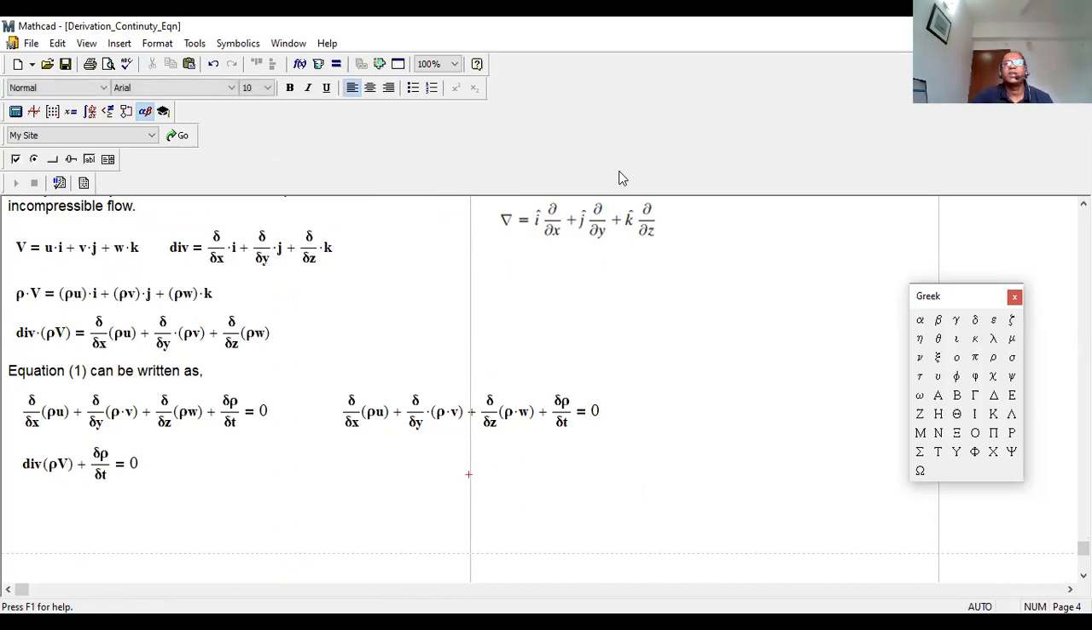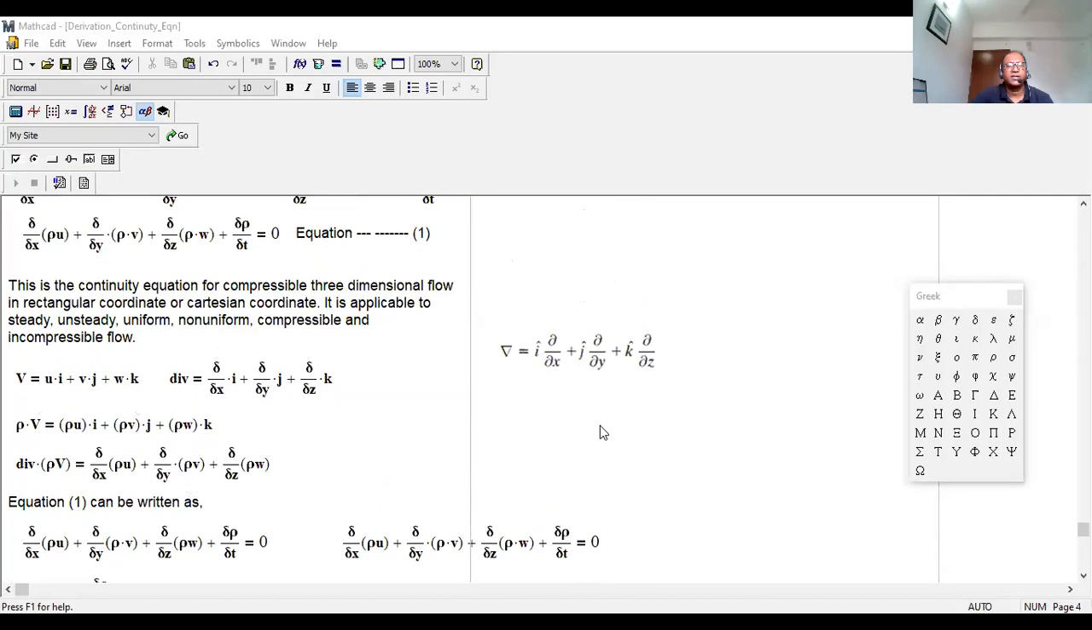So far, any question? Hello, in the derivation? No question? Anyone? No, sir, no question. Okay. We'll show you how you can use this equation for steady, then incompressible flow, also for one-dimensional or two-dimensional flow.